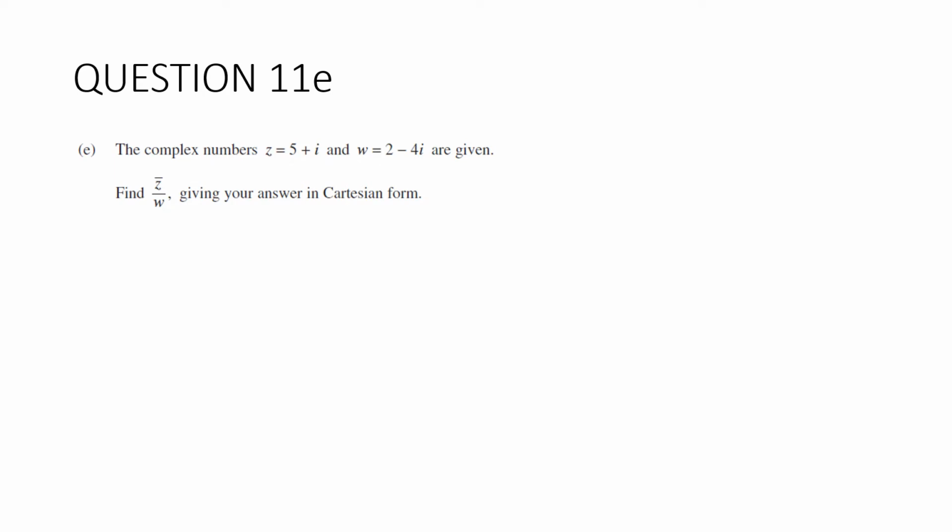E. The complex numbers z equals 5 plus i and w equals 2 minus 4i are given. Find the conjugate of z divided by w. Nice easy question. So 5 take away i on 2 minus 4i. Give your answer in Cartesian form, so we want to realise the denominator.